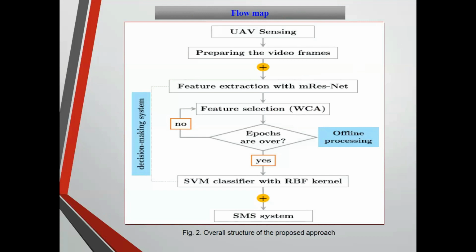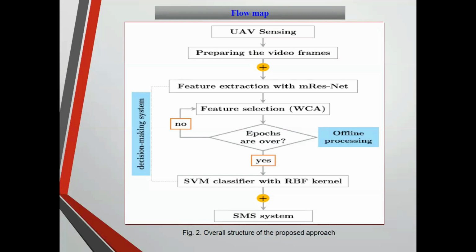The data goes to the next phase. That means we are preparing the video frames. Next step, the feature extraction model, which we develop with the help of the modified residual neural network schemes. And next is feature selection. WCO. Later we will discuss what cyclic algorithms we have used for extracting the valuable features.